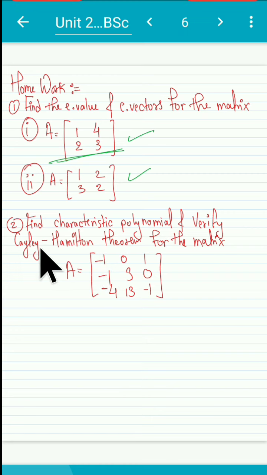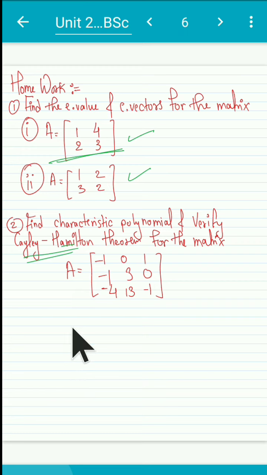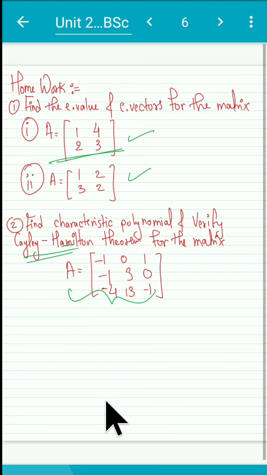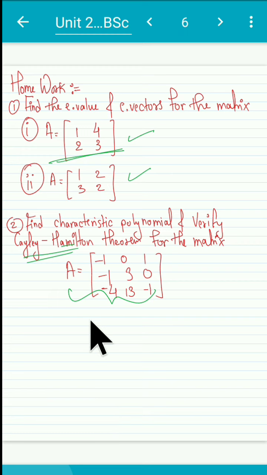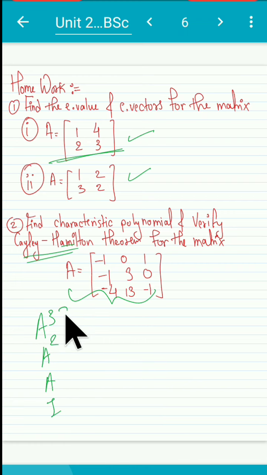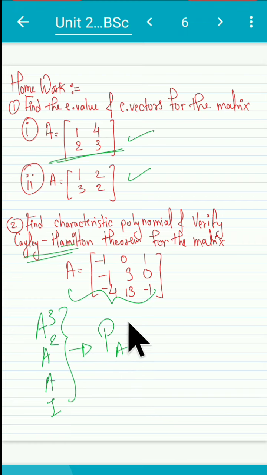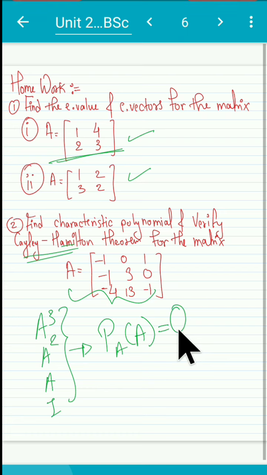So what is the Cayley-Hamilton theorem? The Cayley-Hamilton theorem states that every square matrix satisfies its own characteristic polynomial. So you will find the characteristic polynomial for this matrix. It will be a polynomial of degree 3. You will find A cube, A square, A and I. You will substitute these values inside the characteristic polynomial of A, and you will prove the answer comes out to be a zero matrix. This is the task for the second one.